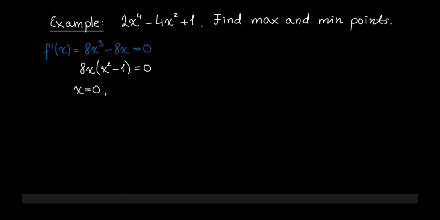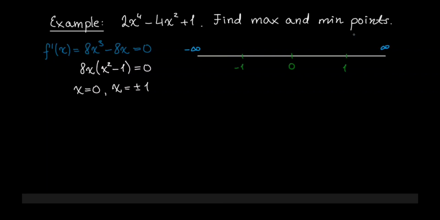Precisely, x squared minus 1 has to equal 0, thus meaning x squared has to equal positive 1, and x can be equal to plus minus 1. So here we have received three different x values. So let's put them first on the number line.